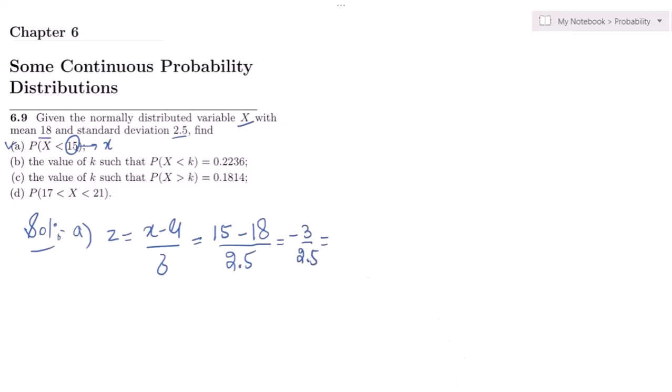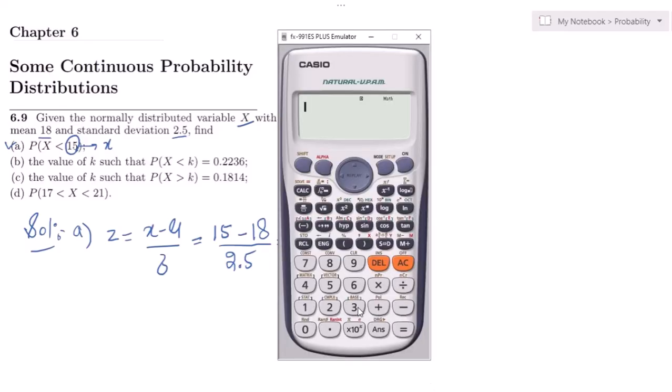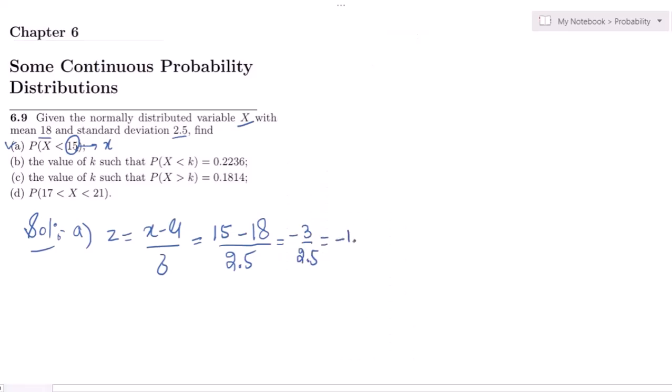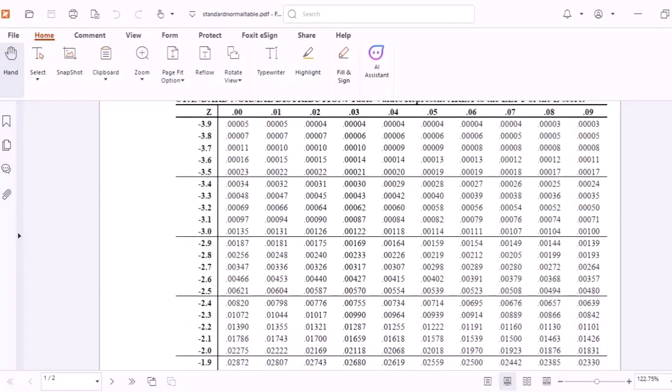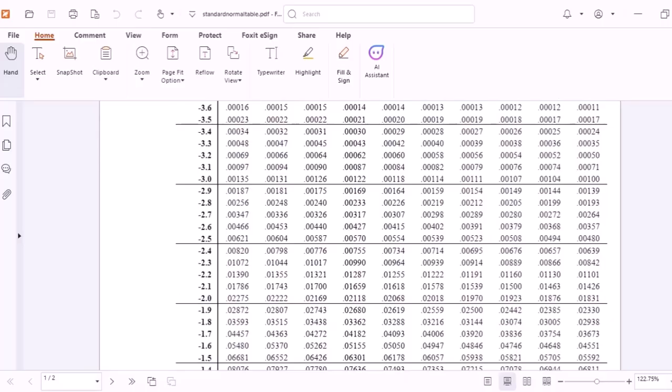Okay, so let me have it here. So 3 divided by 2.5, it is 1.2. So this is minus 1.2. Therefore, in terms of z, we now have to find out the probability that z is less than minus 1.2. Let me use the z distribution table. So in this z distribution table, where is minus 1.2?